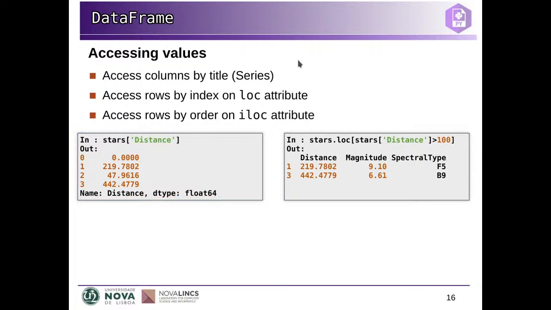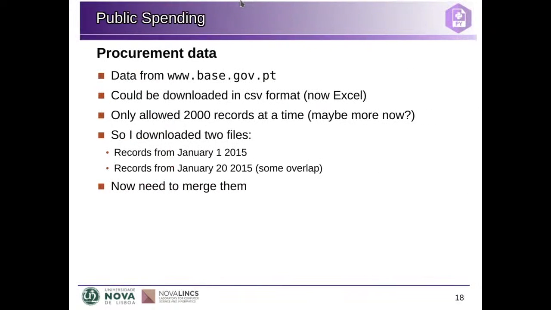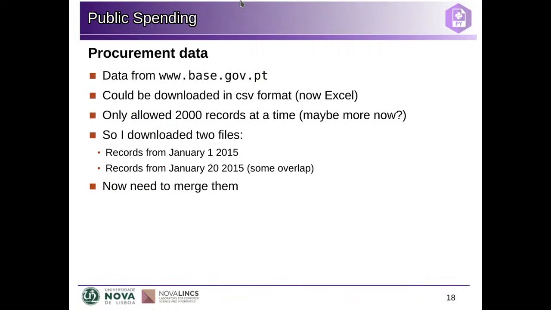And that is very easy to specify once you become used to how Pandas works. Okay, so let's see an example. I'm not sure how this interface is at present because I didn't check it recently, but a few years ago we could download public spending data for the Portuguese government from this website, and it could be downloaded in CSV format, or I think now it's in Excel format, but for Pandas it's the same thing. You just use a different function to read it, but it only allowed 2,000 records at a time.